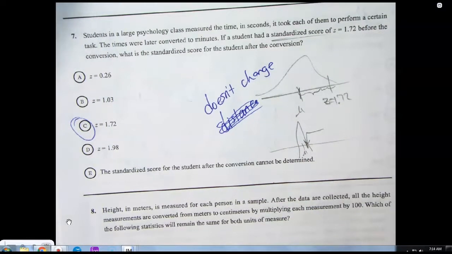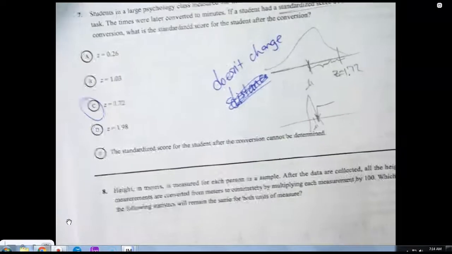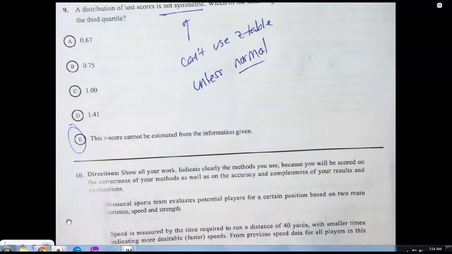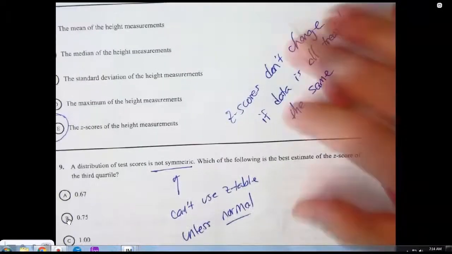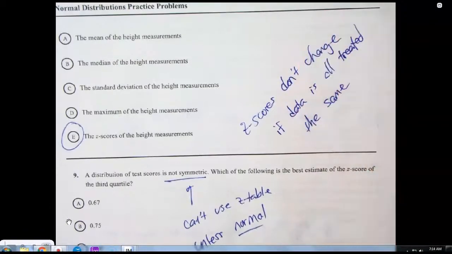Relative to everything else, if you did one standard deviation better than everyone else in seconds, then you did one standard deviation better than everyone else in minutes. The z-score won't change. Same thing with number 8. So we multiply everything by 100. Z-scores won't change. So the data is treated all the same, which I don't know why you would ever treat some pieces of data differently than others. That wouldn't make sense. If the data is all treated the same, the z-scores do not change.